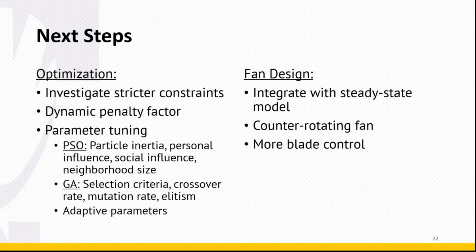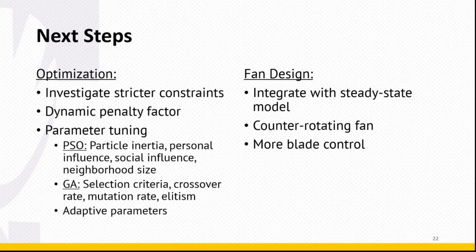Its social influence, also called the cognitive influence coefficient, dictates the effect that its neighbors' movement has on its location, as well as the neighborhood size. So maybe it only considers points that are very close to it, or maybe it considers points that are medium close to it, or maybe it considers every single point within the domain. It takes into account all of their movement.